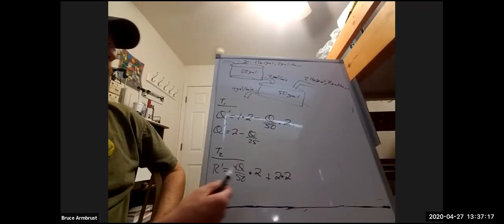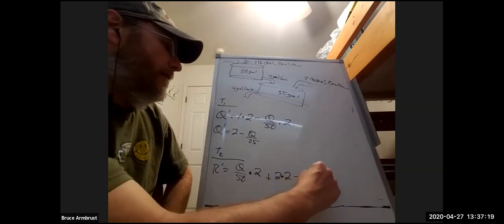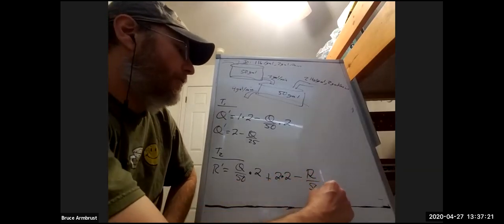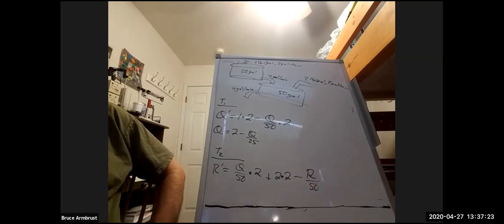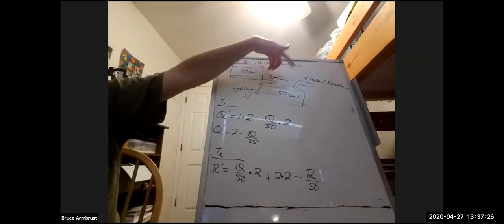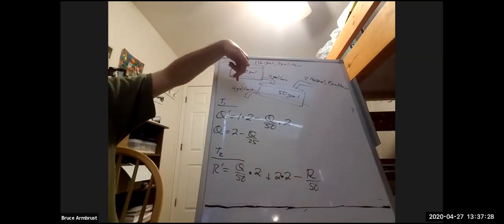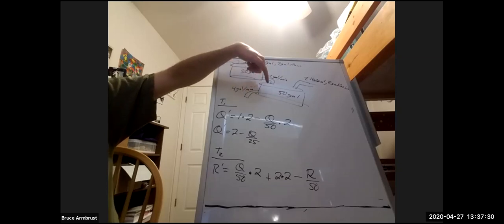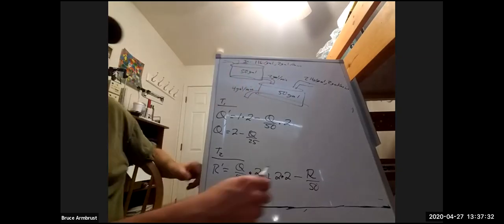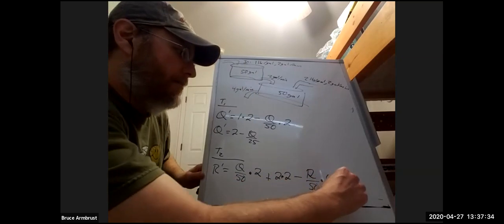So that's in, and then going out is going to be R over 50. Because again, we've got 4 gallons coming in, 4 gallons going out. So the concentration is always going to be R over 50 times 4.